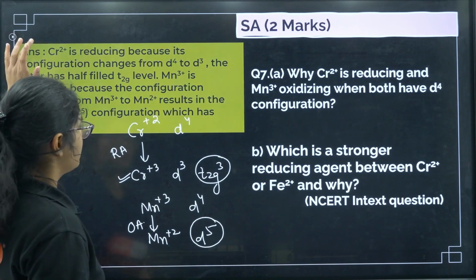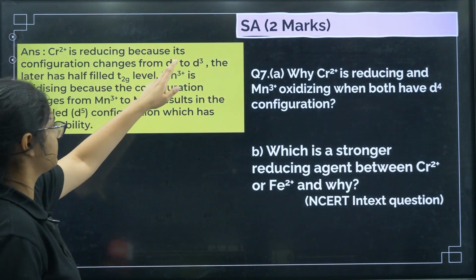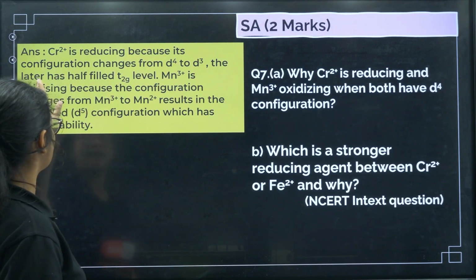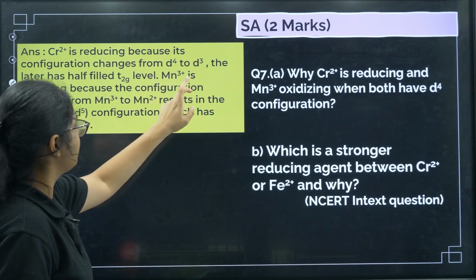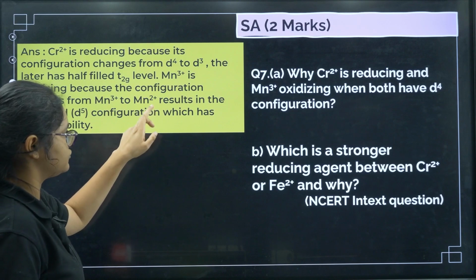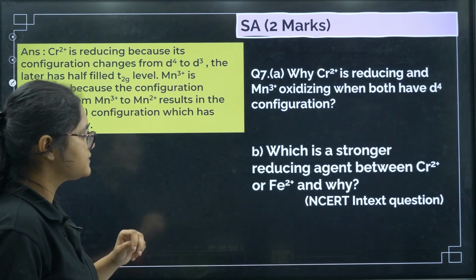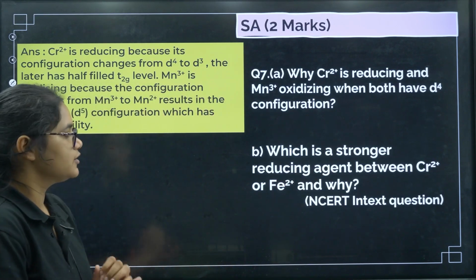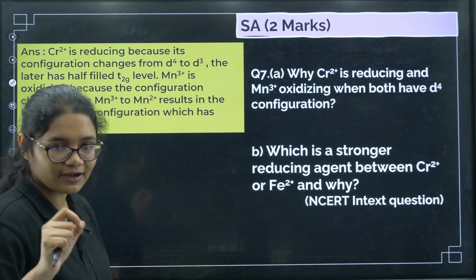Okay. So here you can write down: Cr2+ is reducing because its configuration changes from d4 to d3, and the latter has the exactly half filled t2g3 configuration. Similarly, Mn3+ is oxidizing because the change from +3 to +2 results in a stable half filled d5 configuration. Okay. Next, which is a stronger reducing agent, Cr2+ or Fe2+, and why? If you see, a stronger reducing agent means it will reduce others, itself it will get oxidized.